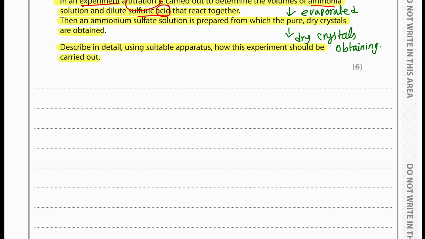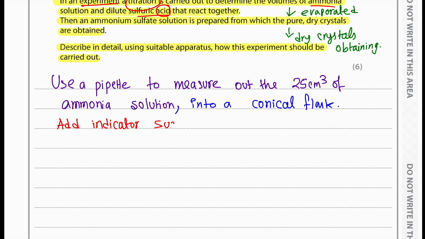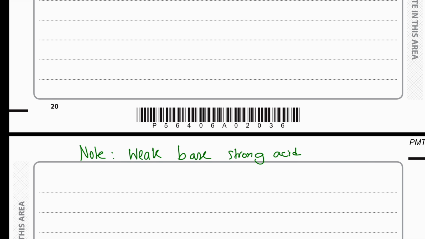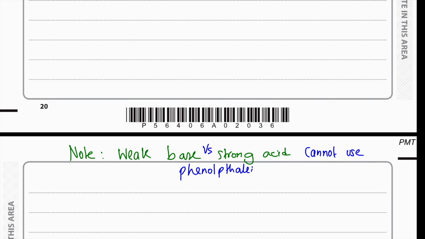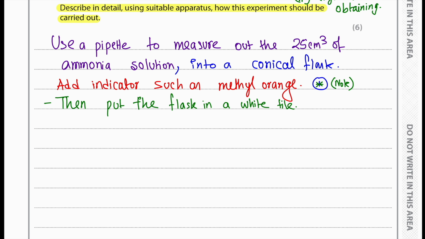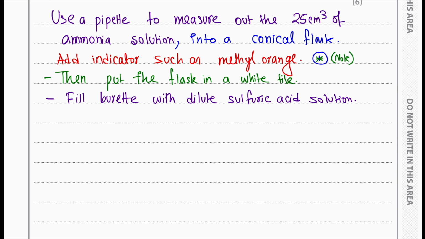Use a pipette to measure out 25 cm cube of ammonia solution into a conical flask. Then add an indicator such as methyl orange. Now guys, there is a note here. The note is weak base versus strong acid. We cannot use phenolphthalein as an indicator. So methyl orange should be used as an indicator. Then put the flask on a white tile. Fill the burette with dilute sulfuric acid solution. Take a reading before and at the end of the titration from the burette.